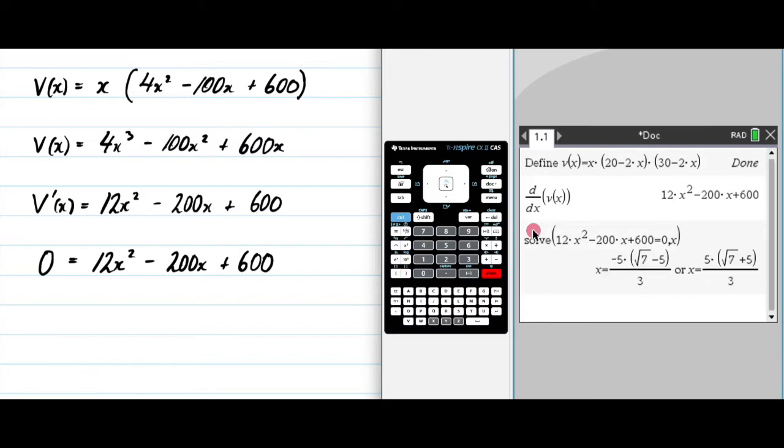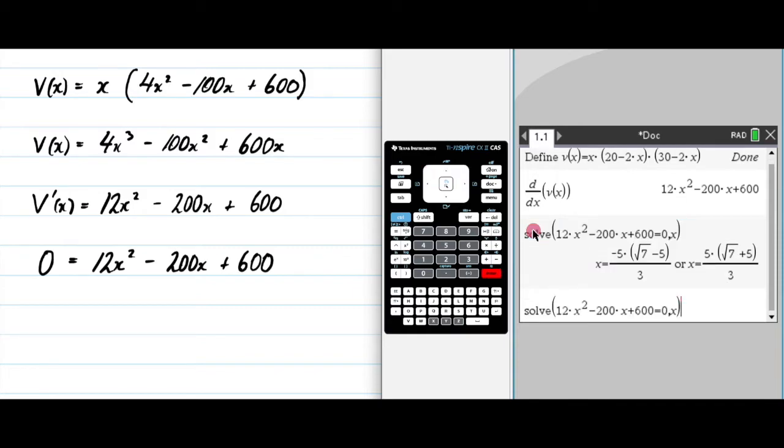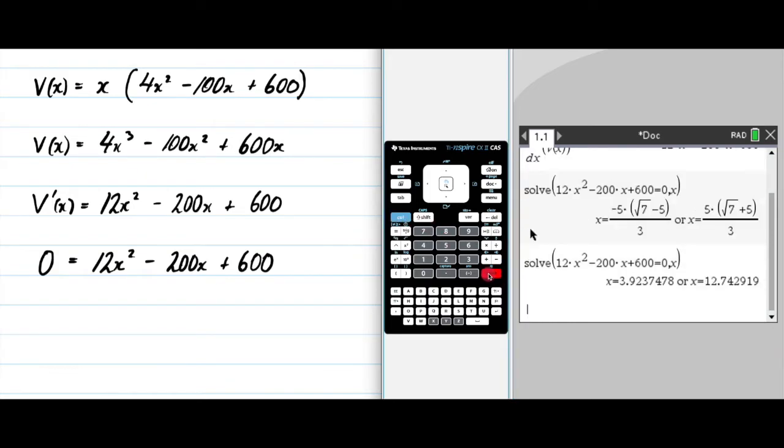That is disgusting. I do not want that. I want approximate values. So let's come up here. Let's hit enter again just to bring it down. And then what you do is you hit control enter. And there we go right there.